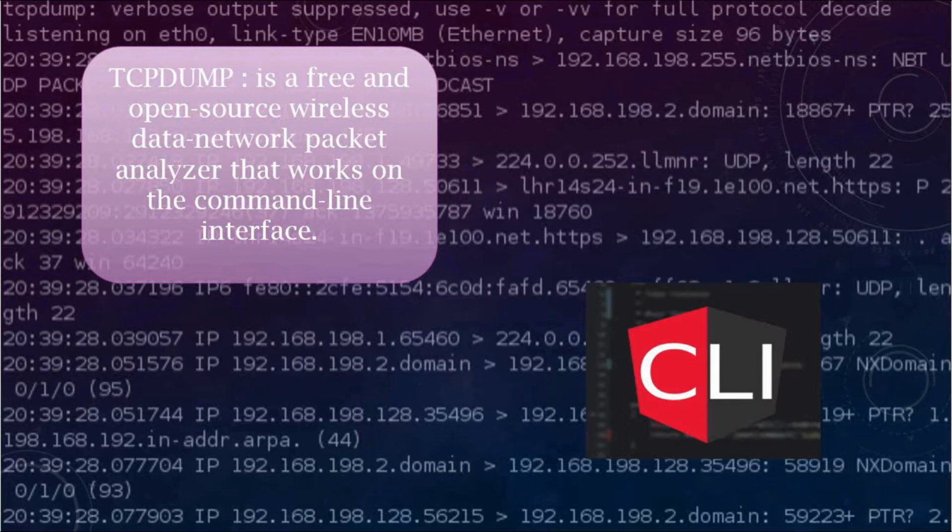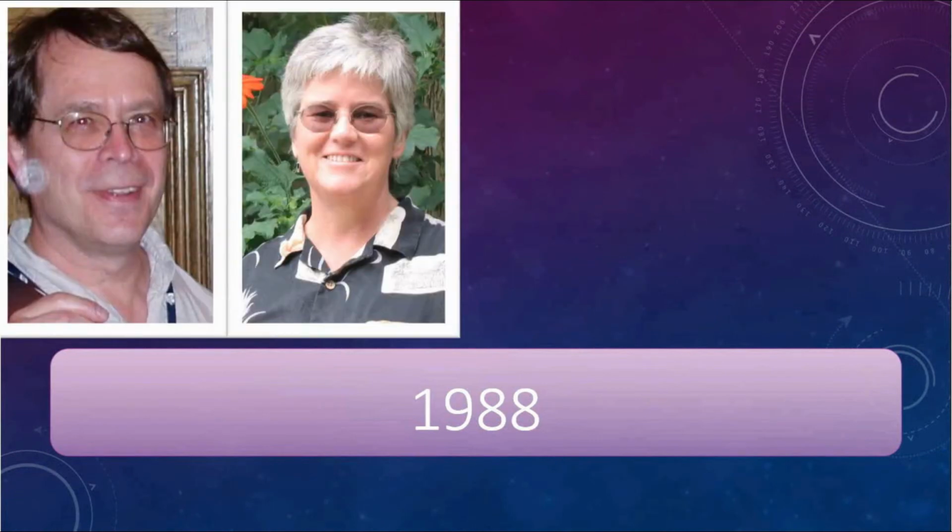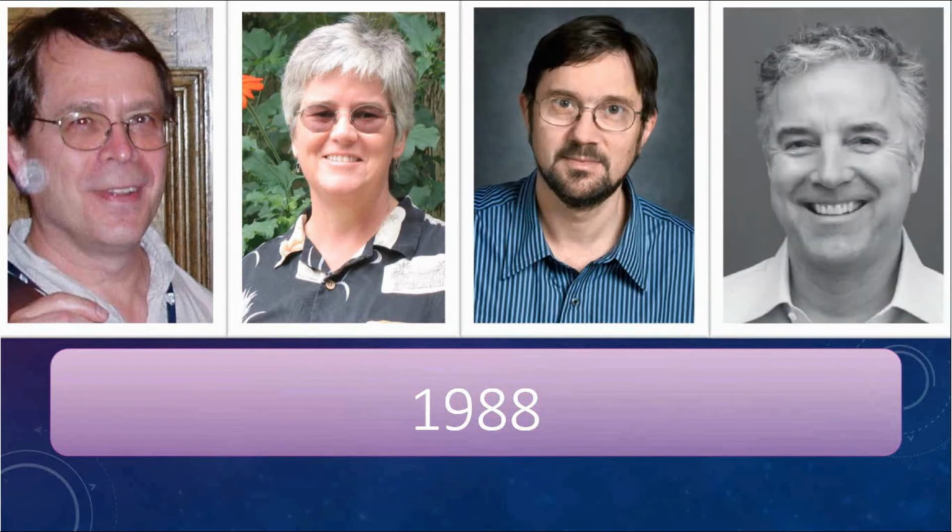TcpDump allows users to see, read, or capture network traffic transmitted over a network attached to the computer. It is useful in system administration and monitoring network traffic. Originally, it was written in 1988 by four network research group members: Van Jacobson, Sally Floyd, Vern Paxson, and Steven McCanne, who worked at Lawrence Berkeley Laboratory in California.